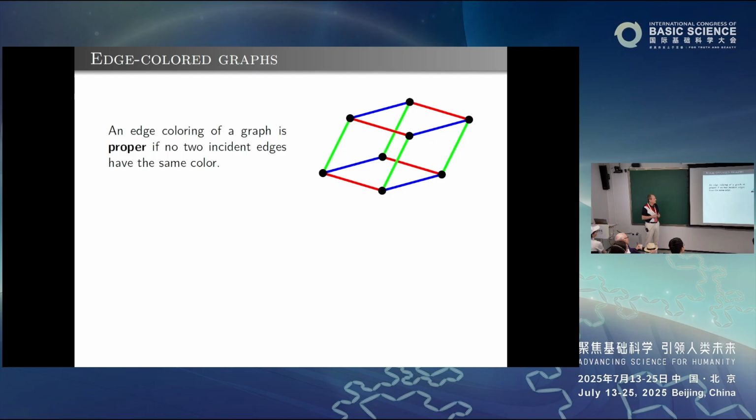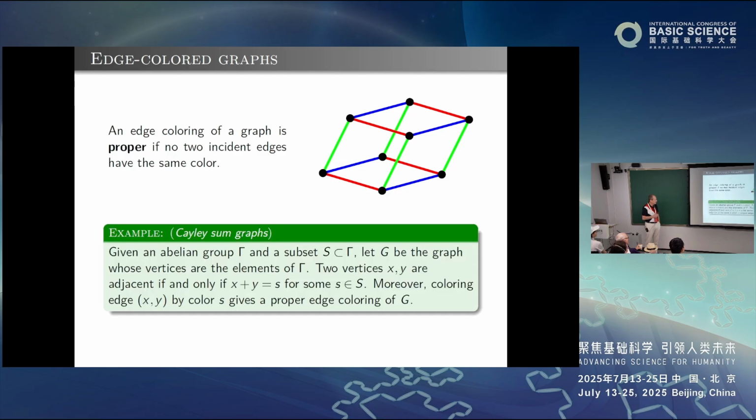But if you see it for the first time, maybe one important example which I want you to keep in mind for the duration of this talk is Cayley sum graphs. This would be very useful. So imagine you take your favorite abelian group, you take some subset of elements in this group, S, and then you can define a graph in a very natural way. Two elements of the group, X and Y, are adjacent if X plus Y is in S.